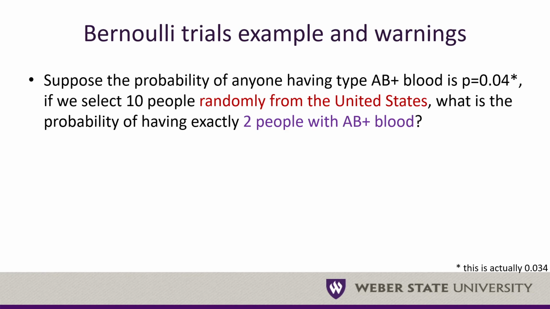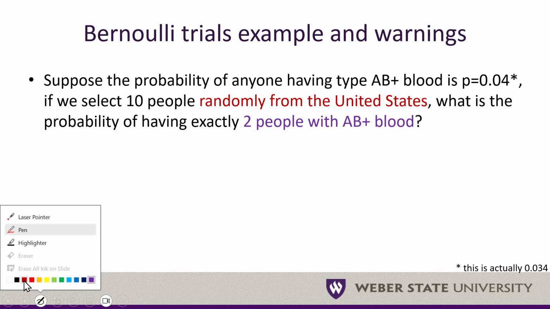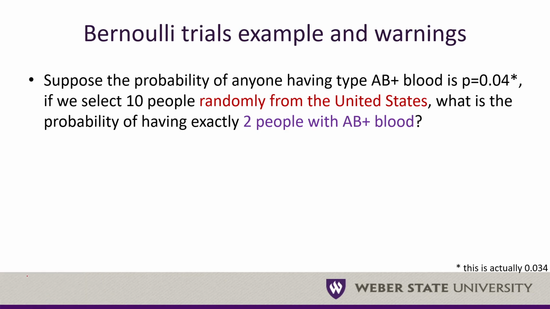But the formula I have would be, what? Combinations of 10 people taken 2 at a time. So k, so here we have n equal to 10, that's the number of trials. k is equal to 2, the number of successes.